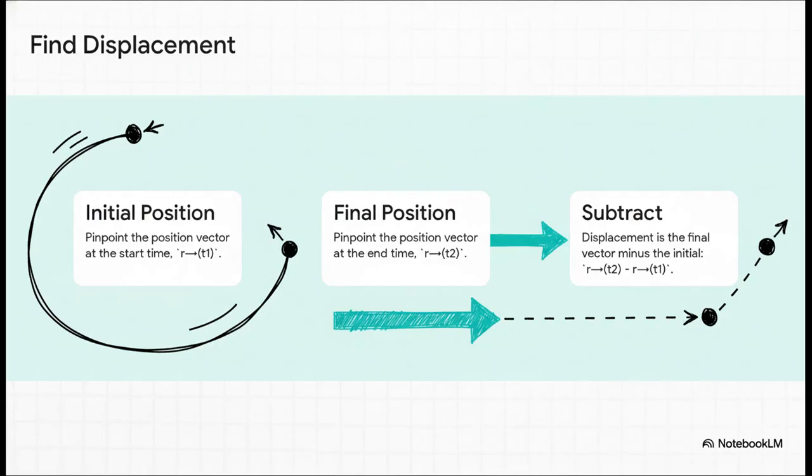Simple as that. And figuring it out is actually incredibly simple. All you do is find the position vector of where you ended up, and then you just subtract the position vector of where you began. The result of that is one clean arrow pointing from your start to your finish. And that, my friend, is your displacement.